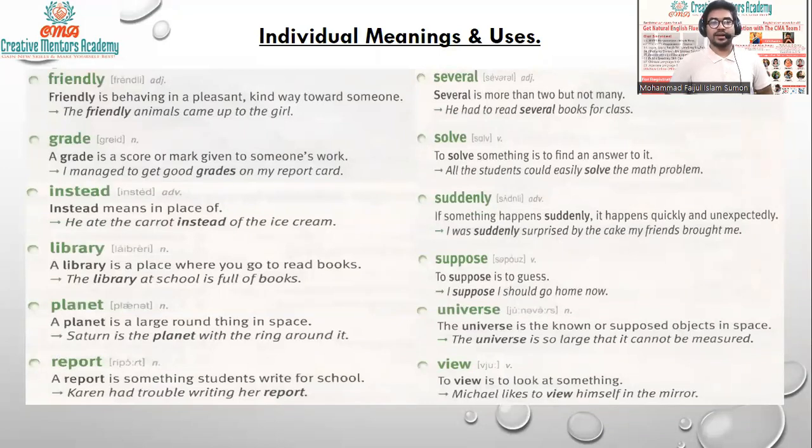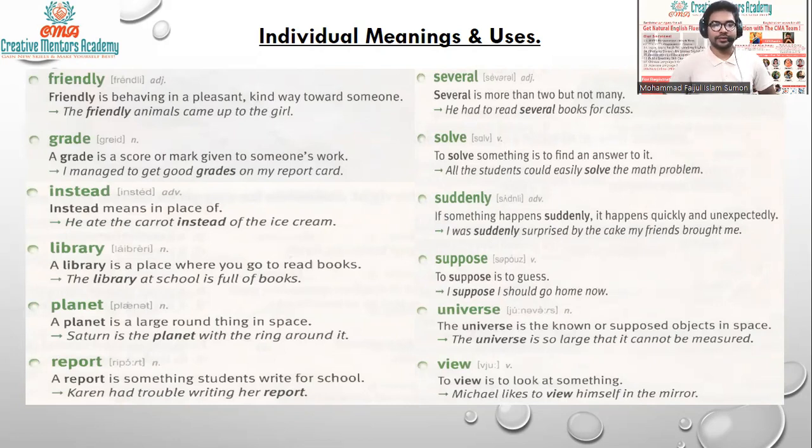Grade. Okay. A grade is a score or mark given to someone's work. ফলাফল কিংবা level. I managed to get good grades on my report card. And instead, instead means in place of, okay? Instead মানে পরিবর্তে, একটার পরিবর্তে. He ate the carrot instead of the ice cream. What a kind of instead, okay?